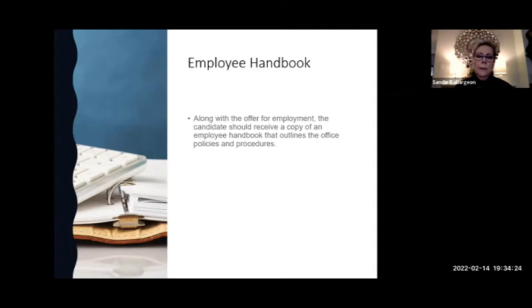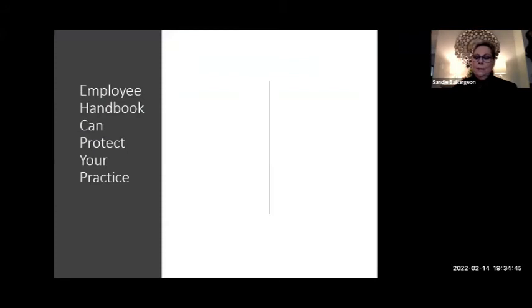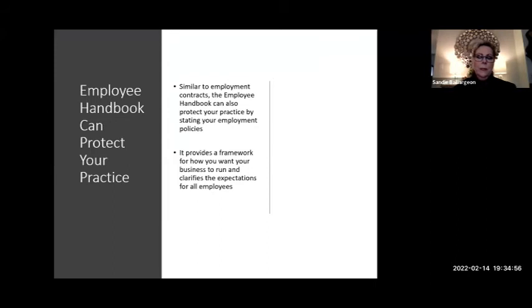Along with the offer of employment, the candidate should receive a copy of an employee handbook that outlines your policies and procedures in your office. This helps prevent any misunderstandings that may occur, and it delineates the personnel policies of the office. So it tells them exactly how they apply for vacation, what vacation they're entitled to, just various different things. So an employee handbook can actually help to protect your practice very similarly to employment contracts. It's not an employment contract, but it will put in the terms of employment for your particular office.